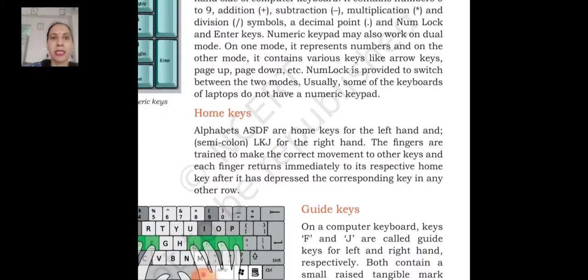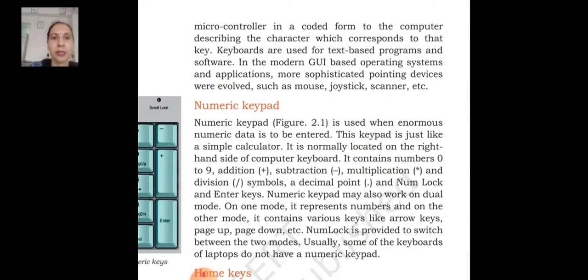So these are the keys which we have on our keyboard. Thank you.